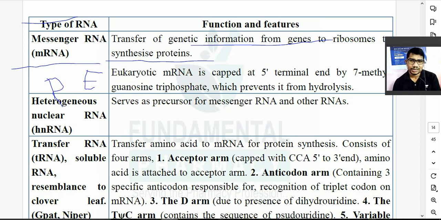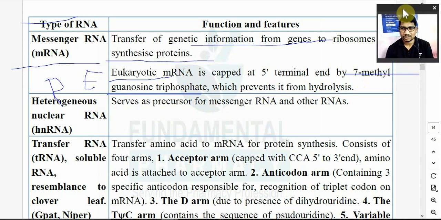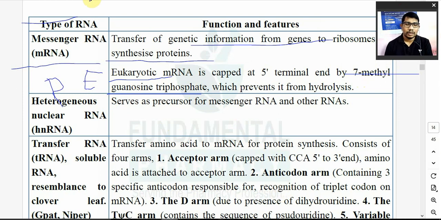Now eukaryotic mRNA is capped at the 5' terminal by 7-methylguanosine triphosphate. In human mRNA, on the 5' end you will find 7-methylguanosine triphosphate, which you can say is a cap. A question comes on this also. Eukaryotic mRNA is capped at the 5' terminal by 7-methylguanosine triphosphate, which prevents the mRNA from hydrolysis.